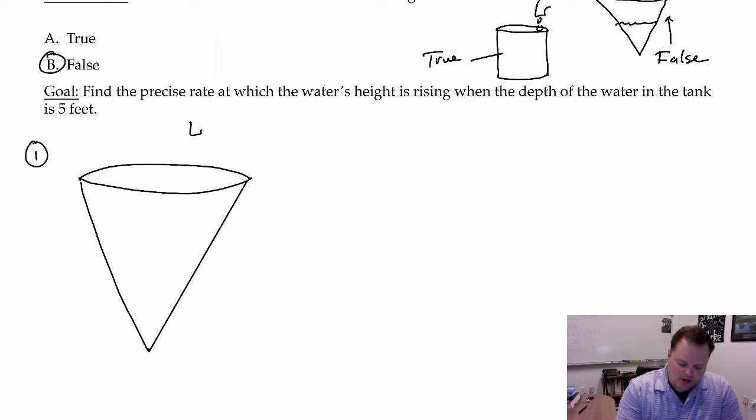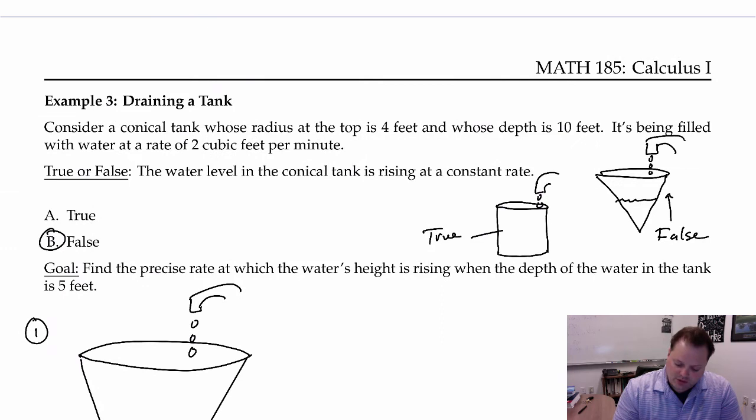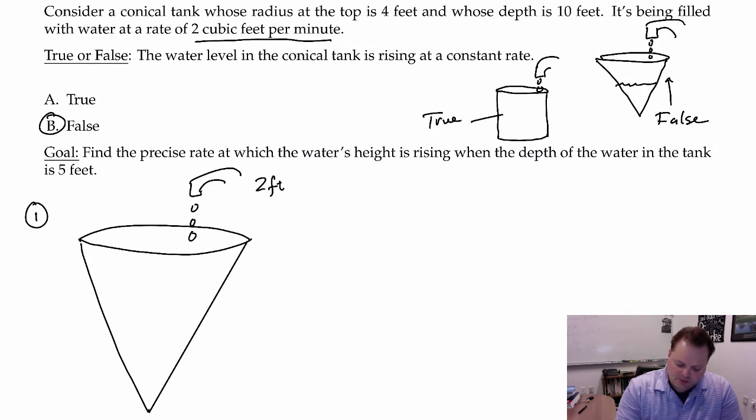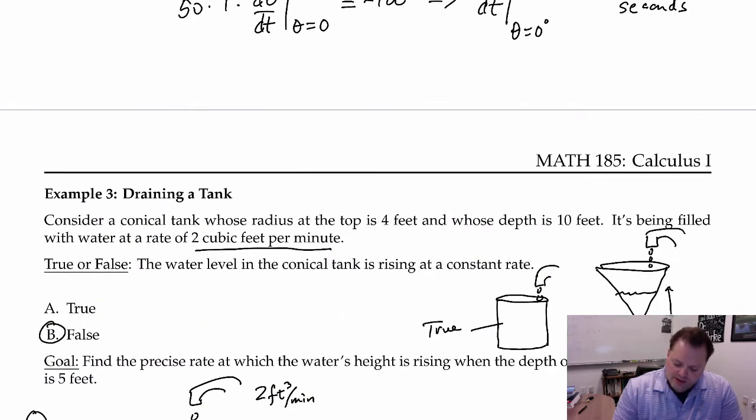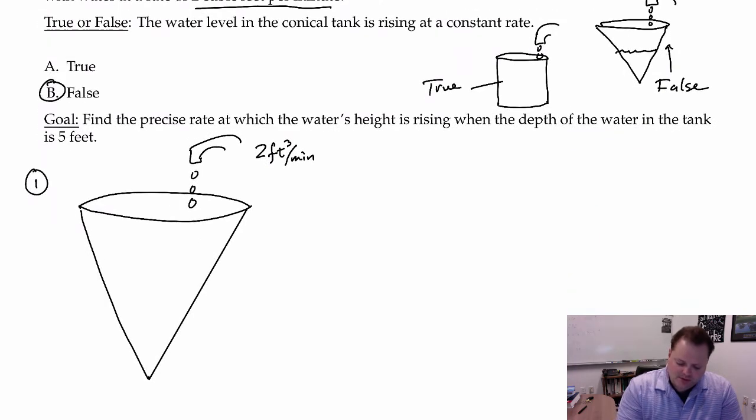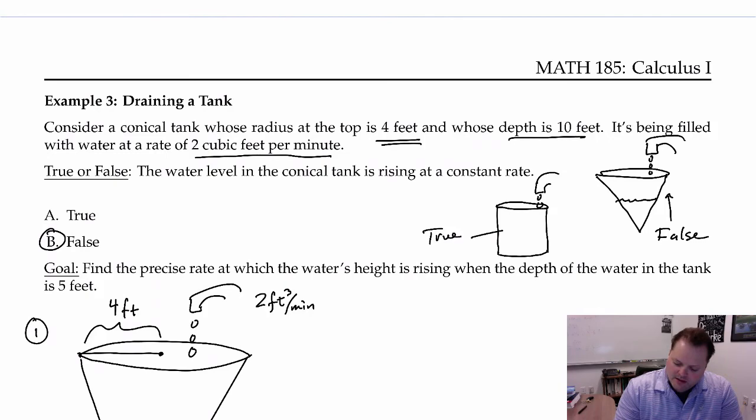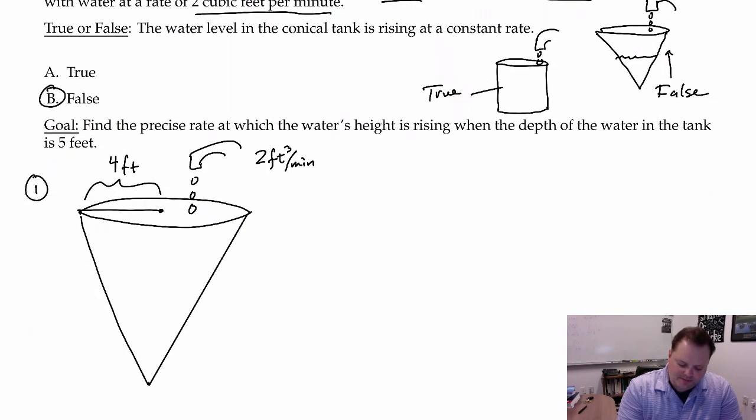We have water coming in at a rate of, we were told, 2 cubic feet per minute. That's the rate at which water comes in. We know that the radius at the top is 4 feet, so this distance here is 4 foot. We know that the height of the entire tank is 10 feet.